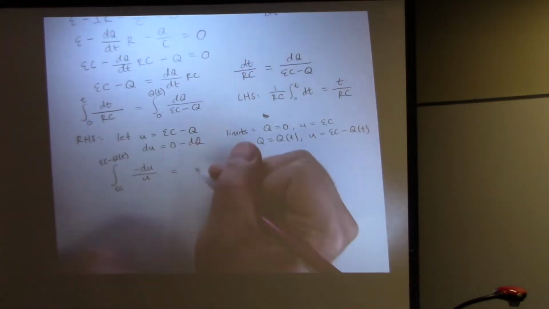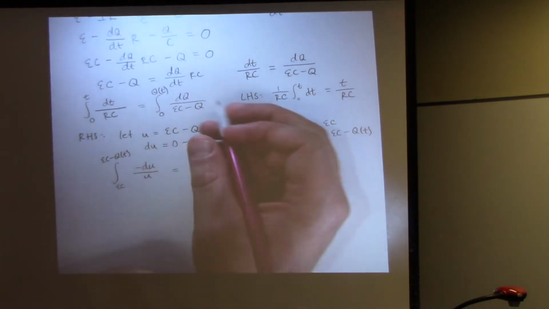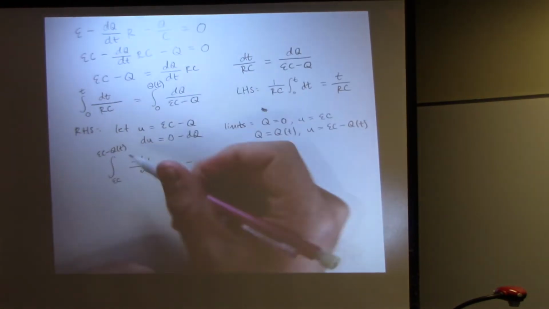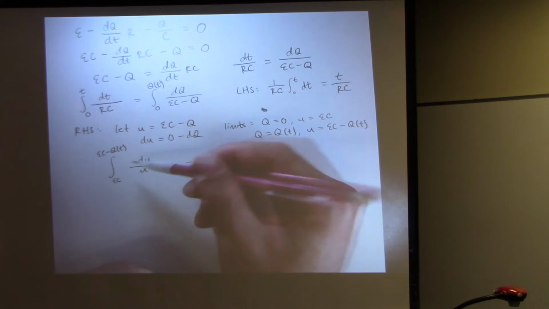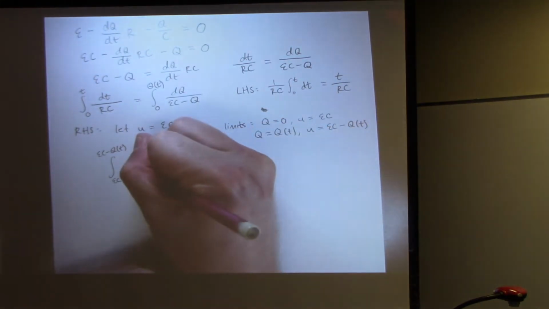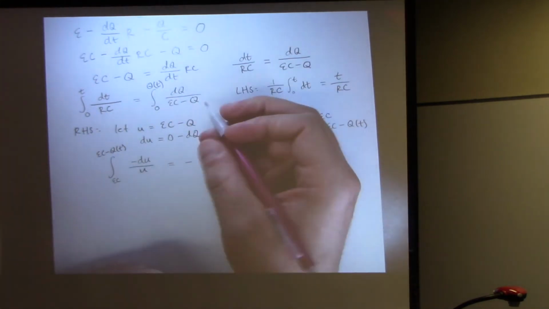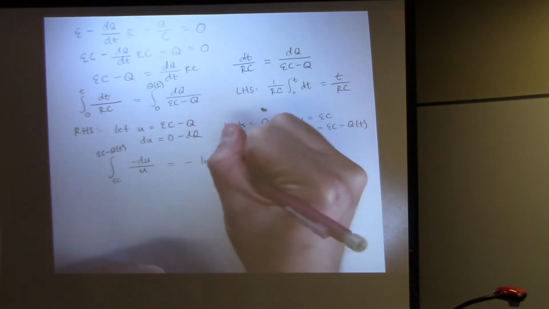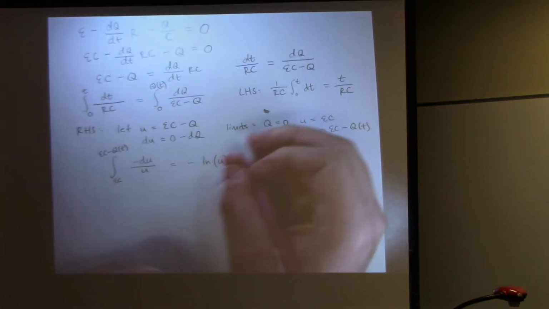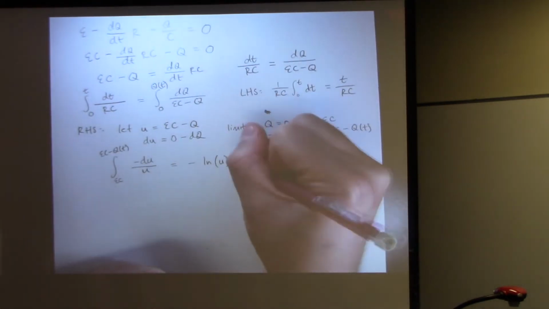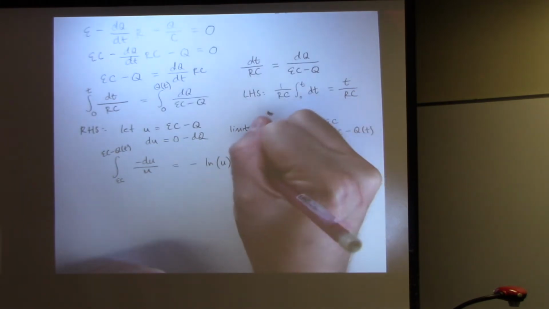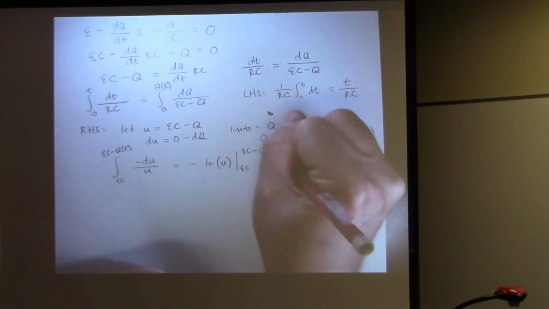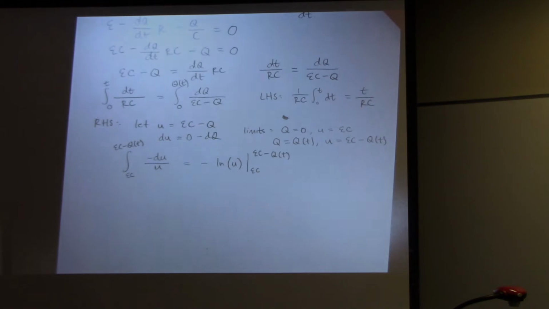So for convenience, what I'm going to do is just pull out the negative sign, which means we just have a 1 over u integral, which is just something you need to remember is the natural log of u. So we have minus ln u going from epsilon c to epsilon c minus q at time t. That's the integral on the right-hand side.